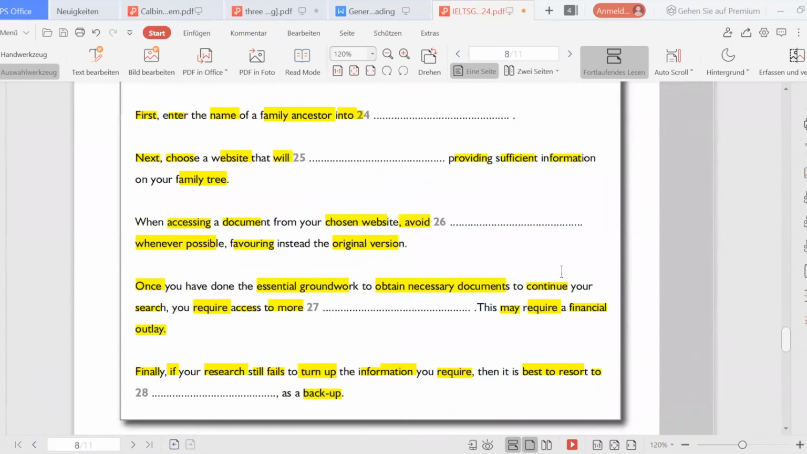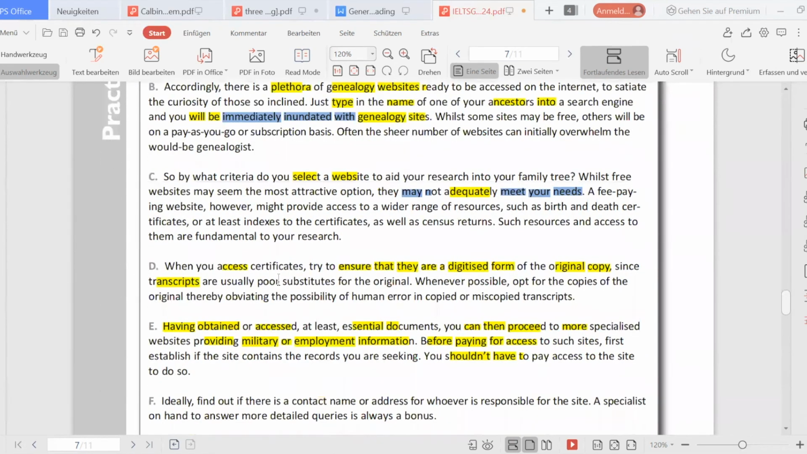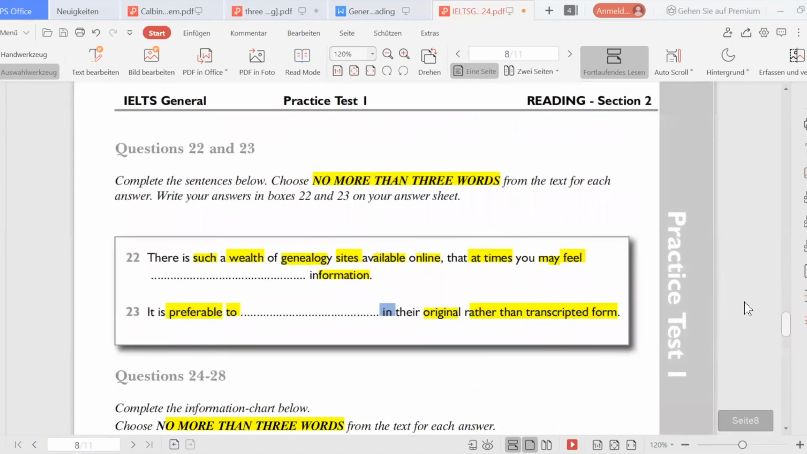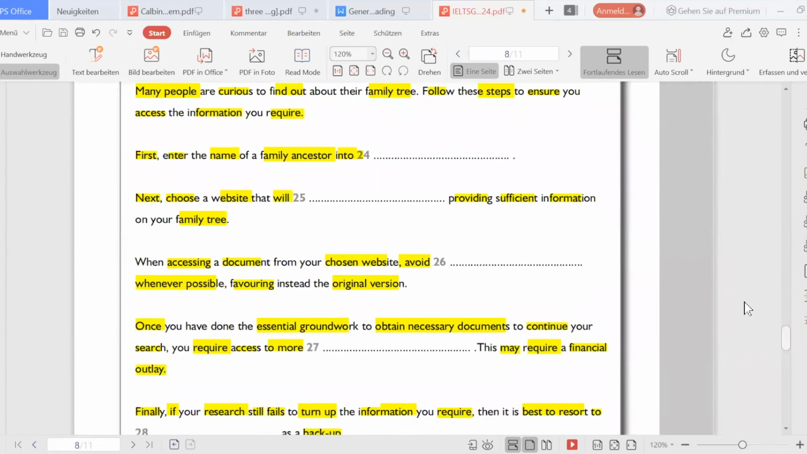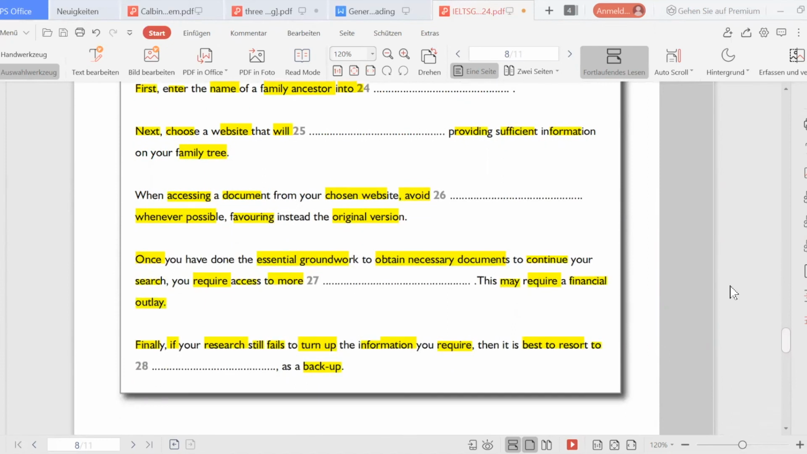Question 26, when assessing a document, choose from your chosen website, avoid whenever possible favoring original version. In 26, avoid, what did we say? You avoid transcript, okay, because they're poor substitutes. You want the original copy, the digitized form of the original copy. So choose transcripts, and the poor substitution is expressed by the fact that the original version is the best.